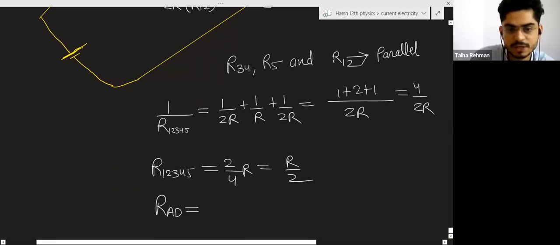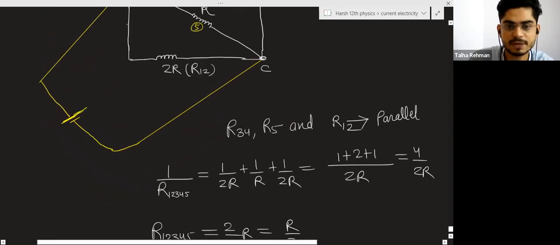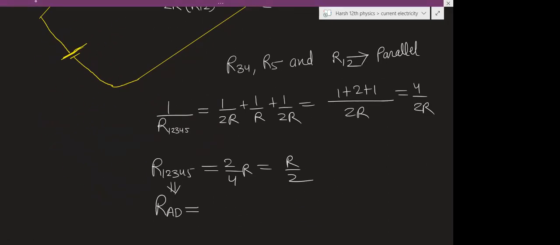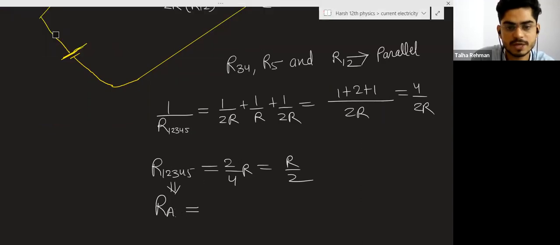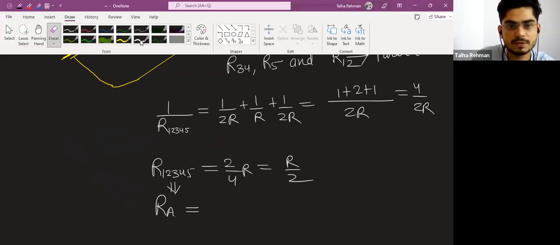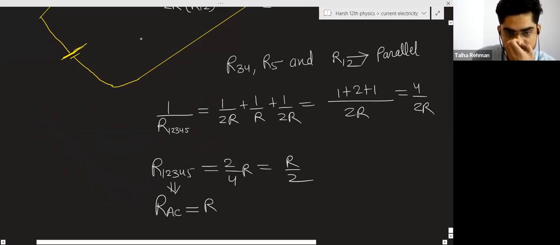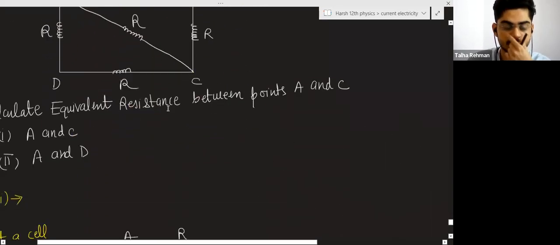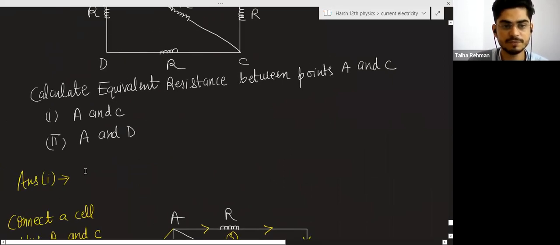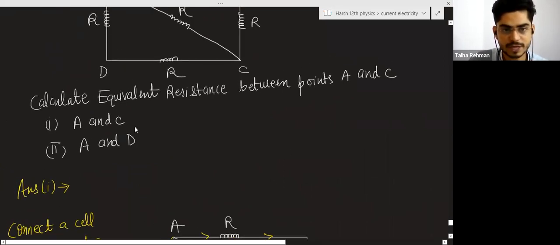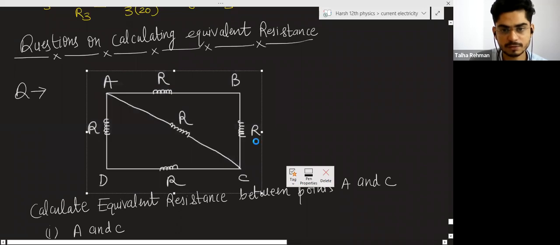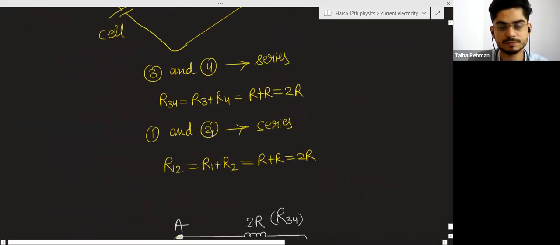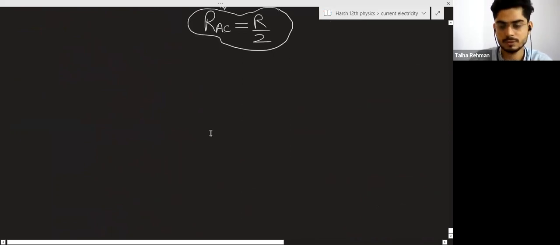Or you can simply replace this with R between point A and C. So we can write it like this. This is the point A and C. This is RAC. So the answer is R by 2. So the first part we have completed. Now in the same way we will calculate the resistance between the points A and D. So the second part of the question I am solving now. Same way we will solve the second part.